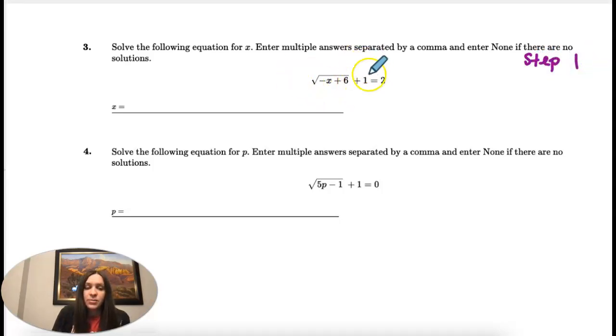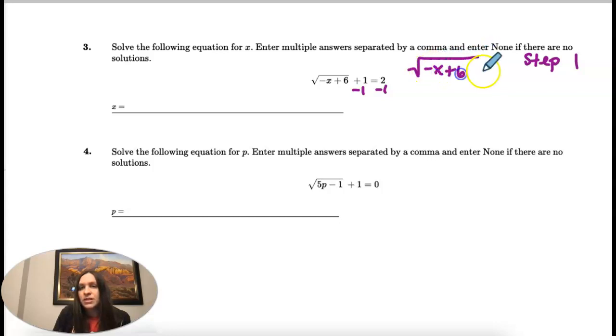This plus 1 here makes the radical not isolated. So I have to subtract 1 from both sides. And now I'm going to have the square root of negative x plus 6 equals 2. So now the radical is isolated, it's by itself on one side of the equal sign. Except I messed up. 2 minus 1, right here, is 1, not 2. Alright, so now it's isolated.